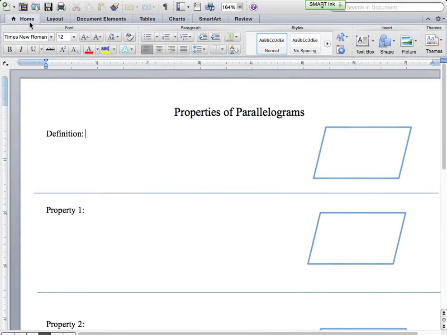Alright guys, so today we're going to be starting a new module on quadrilaterals. A quadrilateral is a shape that has four sides. Alright, so the first kind we're going to talk about are called parallelograms.